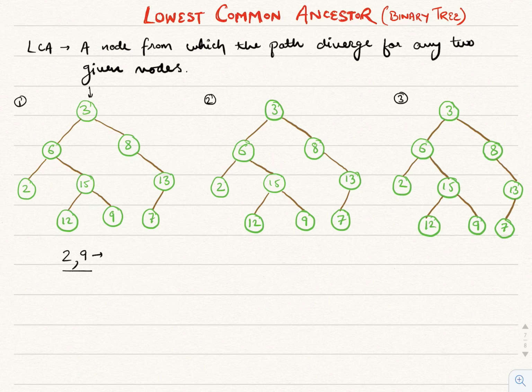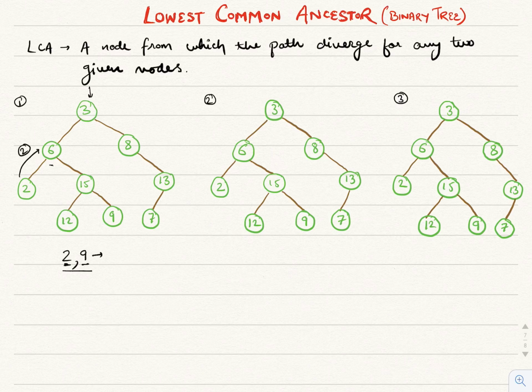Let's see how to find the LCA for 2 and 9 in example 1. So here we'll start from the root. We'll search if 2 or 9 is present in the root node or not. So root is 3, which is not equal to either 2 or 9. Then we'll expand our search and go to the left side. Here we'll reach 6, which still is not equal to either of the two nodes. So again we'll go to the left side and we'll reach 2. So here 2 is equal to one of the values of the given nodes. So if we have found that node, we'll return that value to the parent.